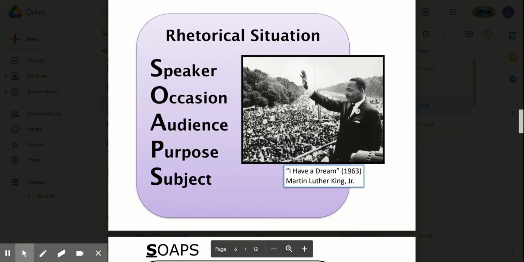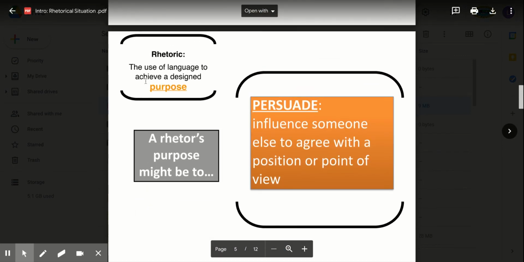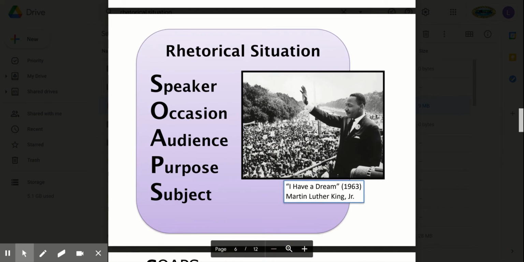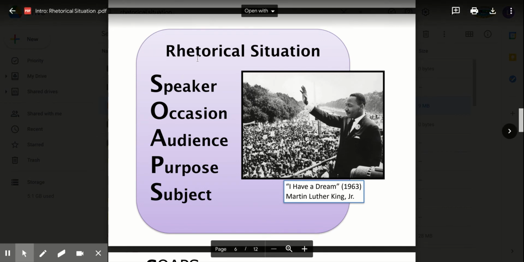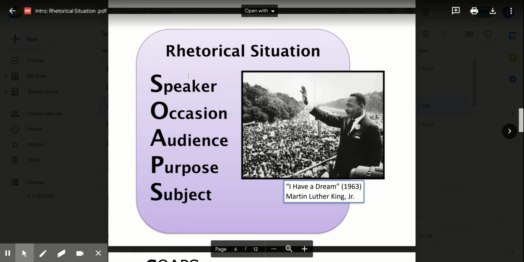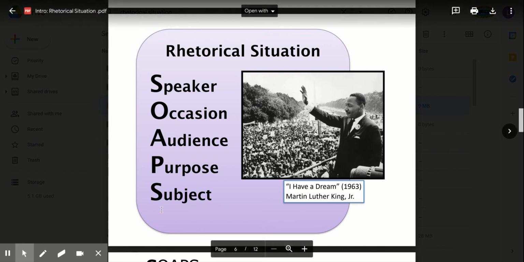So, how do people achieve whatever their purpose is? How do writers achieve their purpose? To answer that, we're going to look at the rhetorical situation. So here is a little acronym, SOAPS, to help us remember each of the pieces. The rhetorical situation at its most basic is everything that influences and surrounds a text. So that would involve the speaker, so whoever it is that is delivering the message or the argument, the occasion, the audience, the purpose, the subject.